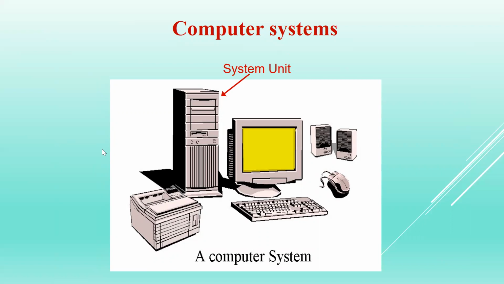In this picture, we can see the computer system and the system unit. It's our processor, our monitor, our printer, keyboard, mouse, and our system box. All of this we call a computer system.